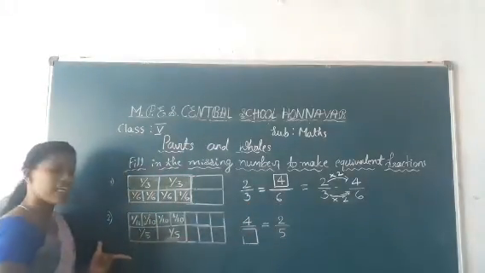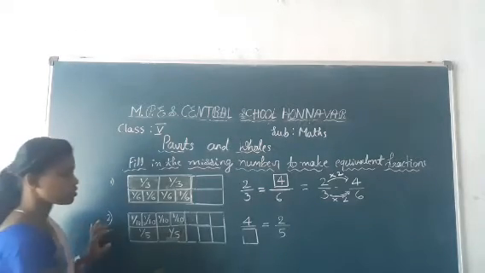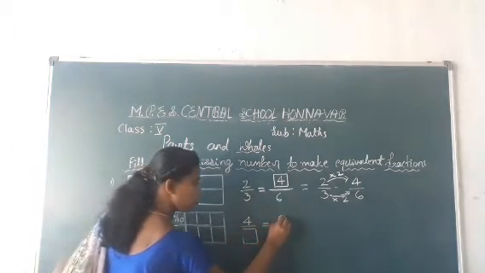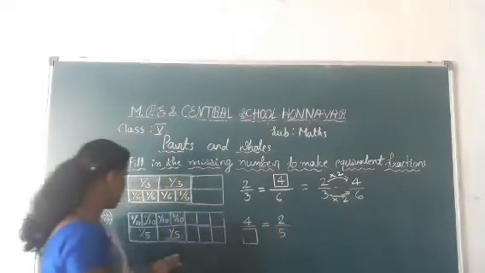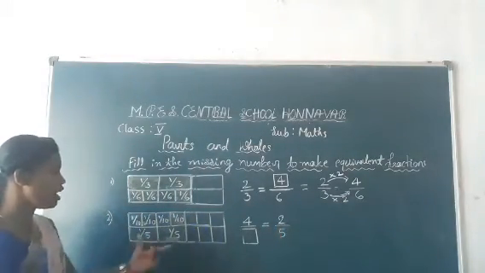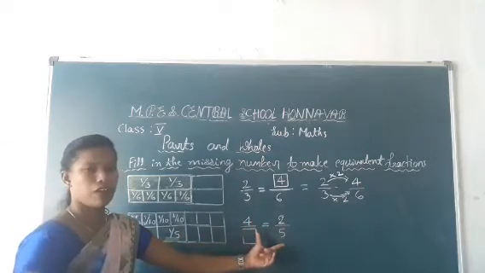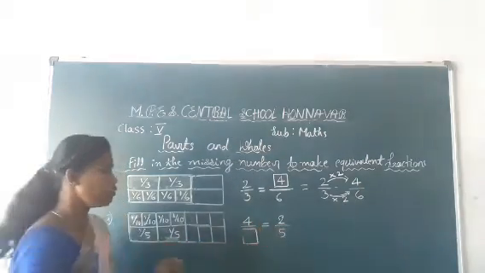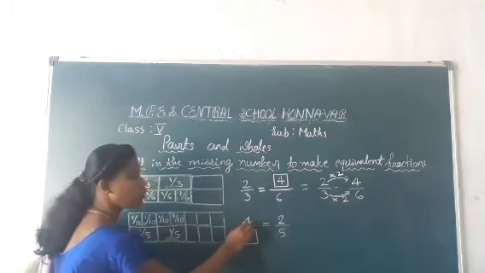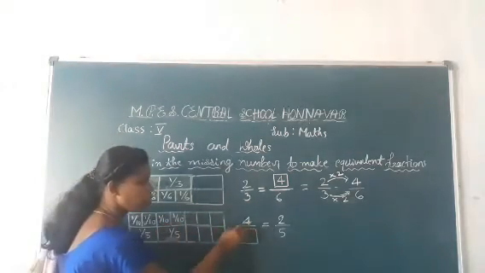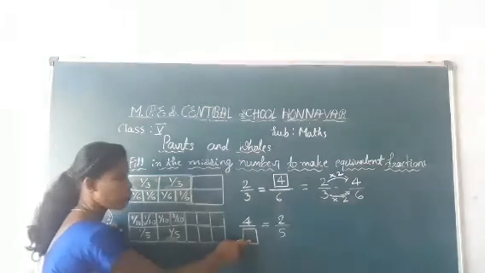Now we see the second example. Here we have the second equivalent fraction, that is 2 by 5. We have 2, 5, which means 2 by 5. Now we find this fraction. In the numerator we have only 4, and we find the value of the denominator.